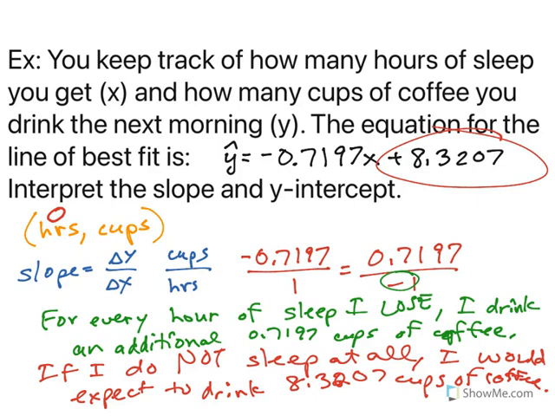But that's the key. So write it all out, knowing what you're talking about. That is how we can interpret the slope and the y-intercept of our least squares regression line.